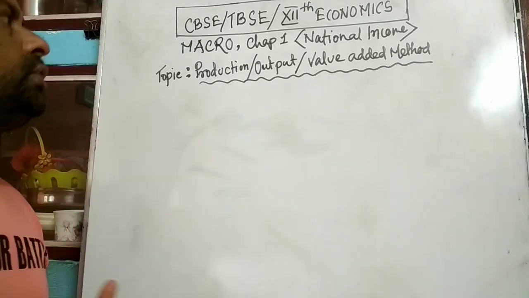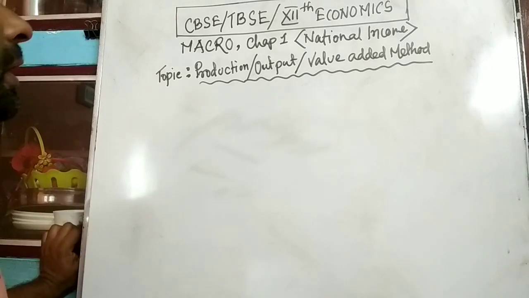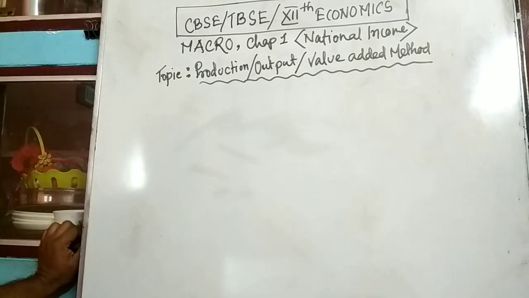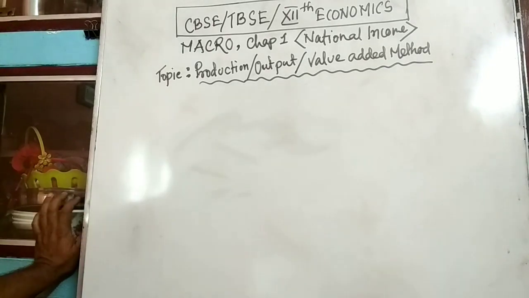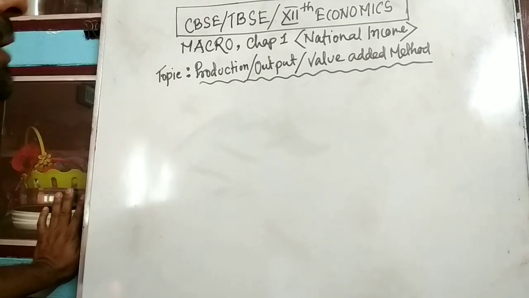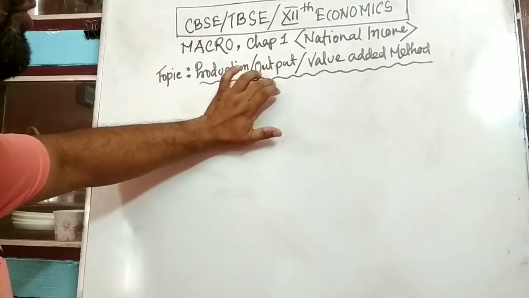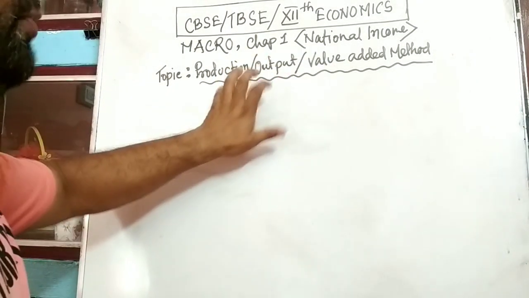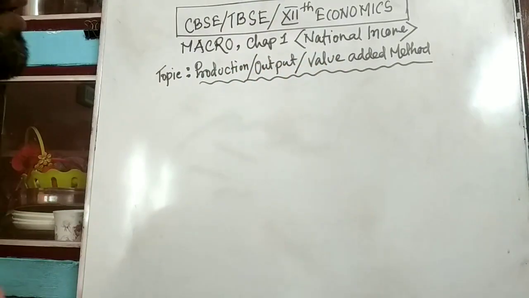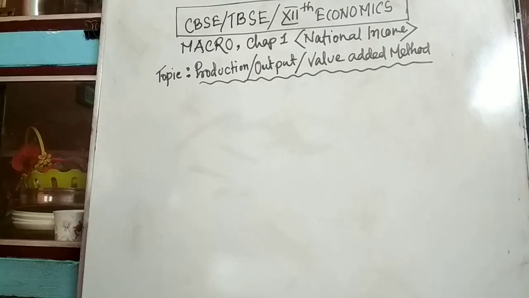Today we are going to discuss the third method of measuring national income. Earlier we had completed the income method and expenditure method. Today, the production method. Another name for it is the output method or value-added method. This is the third method of measuring national income.